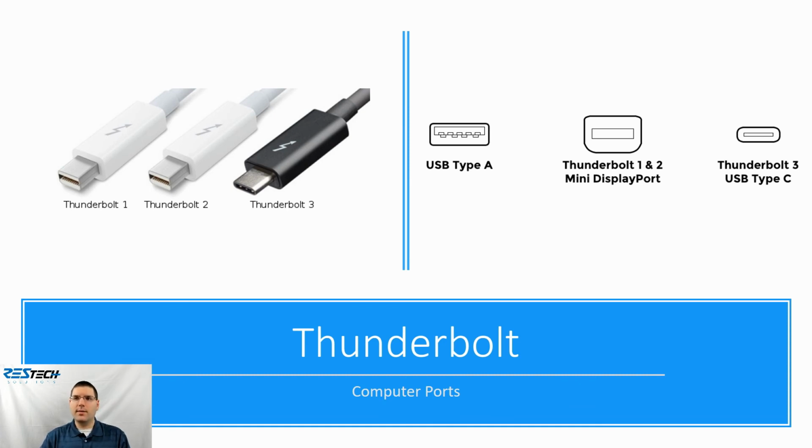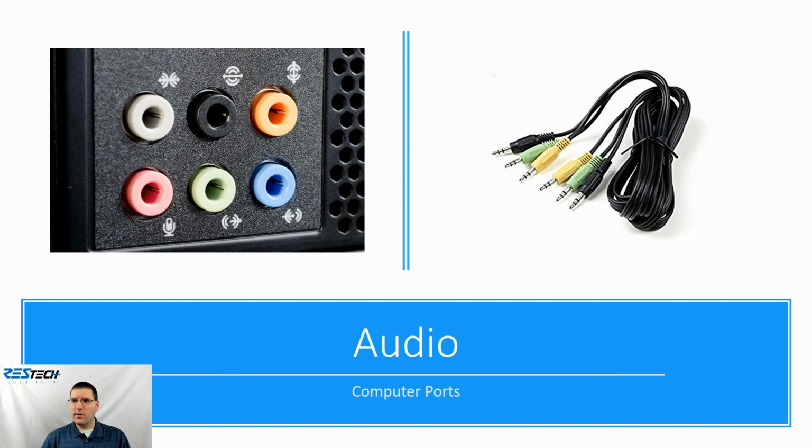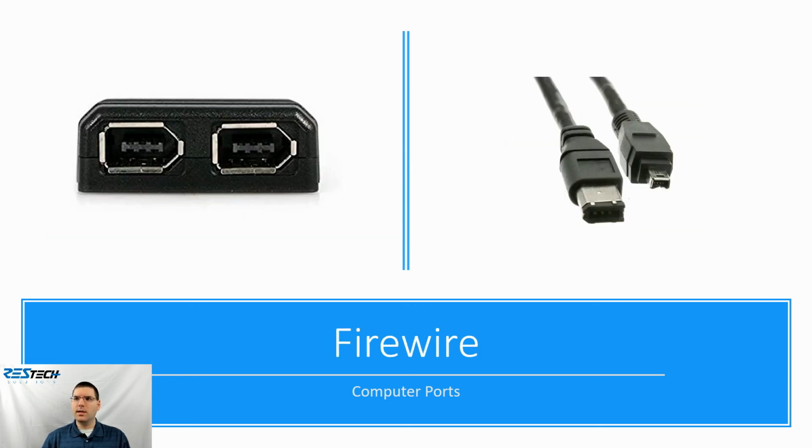Then you have Thunderbolt. A lot of people might think this is an Apple technology, but this actually came out of Intel. And as you can see, Thunderbolt 3 is also the same port as the USB Type-C. Your Ethernet, that's for your network connection to get your internet connection. Think of that like just a larger phone cable and port. Audio, pretty straightforward. Just your standard 3.5 millimeter. There are other types as well.